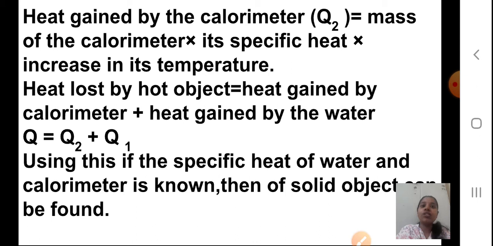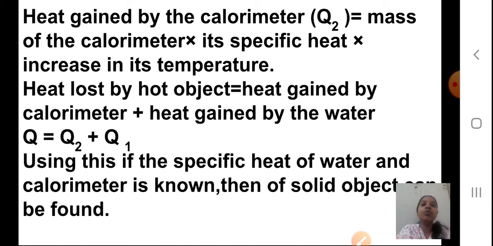Now heat lost by the hot object will be equal to heat gained by the calorimeter plus heat gained by the water. So Q is equal to Q2 plus Q1, or you can write it as Q1 plus Q2. No problem, it is an addition sign, anyway it is correct. So using this, if the specific heat of the water and calorimeter is known, then that of a solid object can be found.